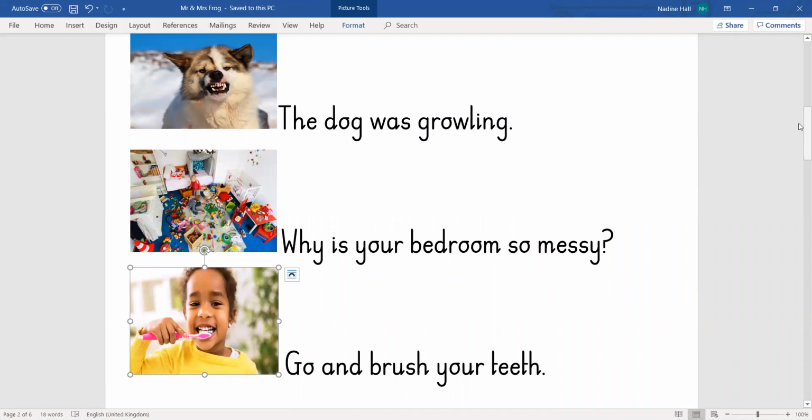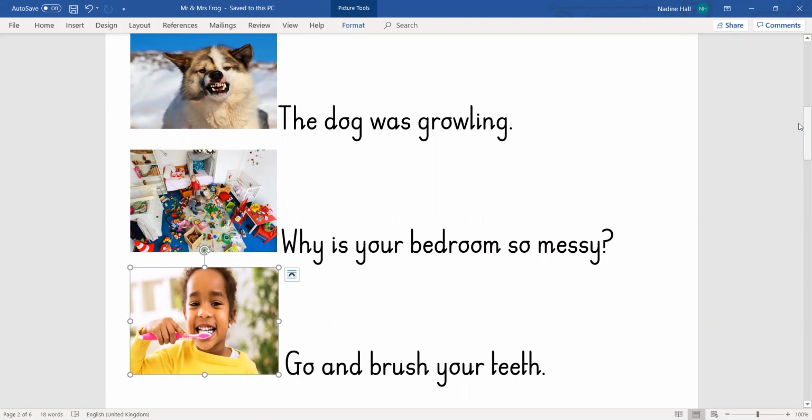So at the top of your screen, you'll see that I've written a statement. The dog was growling. Statements tell somebody something. They usually start with a capital letter and they will end with a full stop.